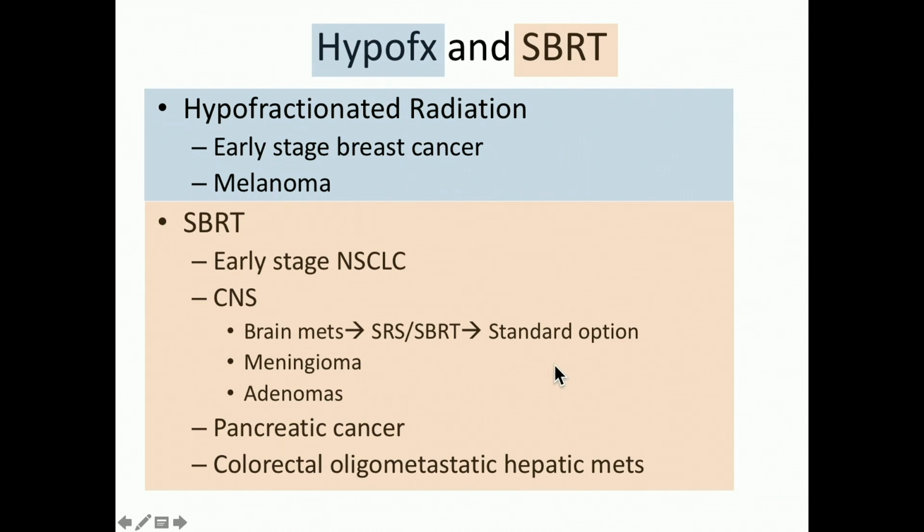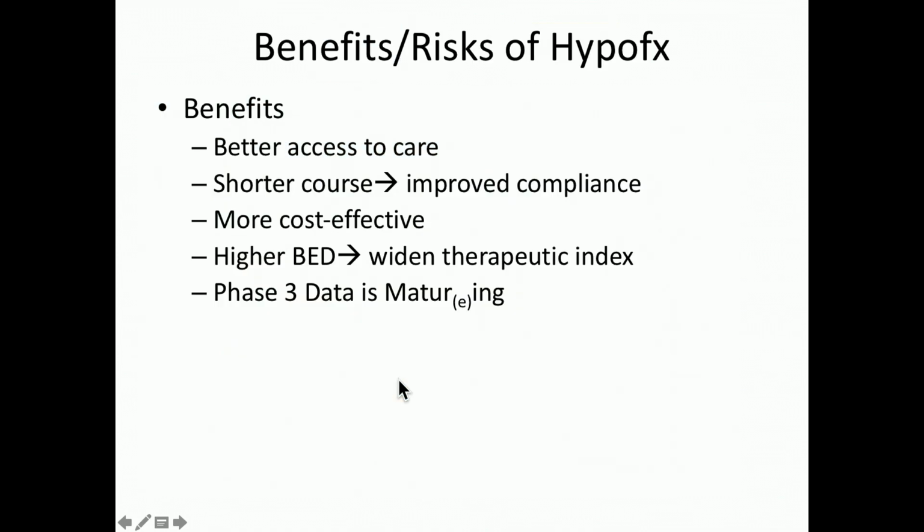The concept of hypofractionation and SBRT is not novel in the world of radiation oncology. Hypofractionation for radiation is considered standard of care for early stage breast cancer, for melanoma. Stereotactic radiotherapy is considered standard of care for inoperable non-small cell lung cancer, CNS malignancy, oligometastatic disease, pancreatic cancer, etc. The benefits to a shorter course of radiation include better access to care, improved patient compliance, it's more cost effective, you have a higher what's called biologic effective dose or normalized dose of radiotherapy, and the phase 3 data is either mature or maturing depending on the extreme of hypofractionation employed.